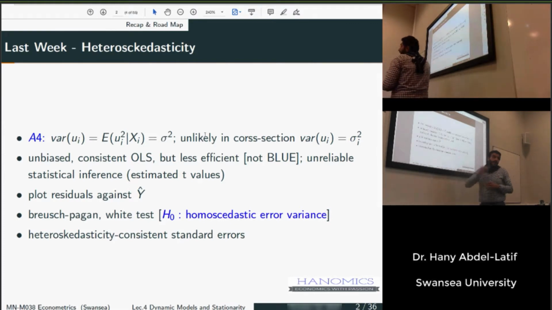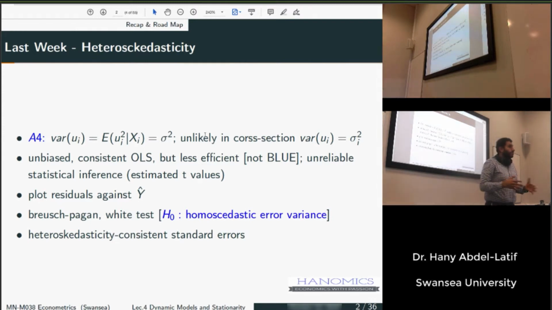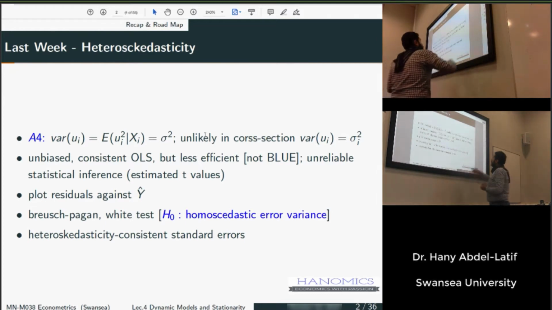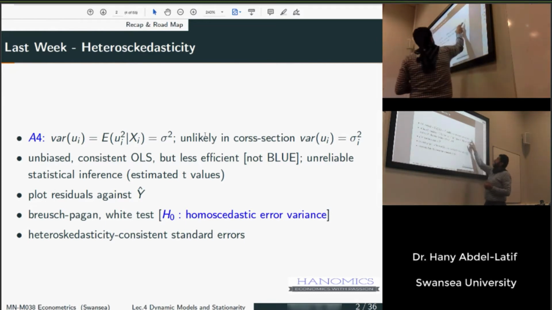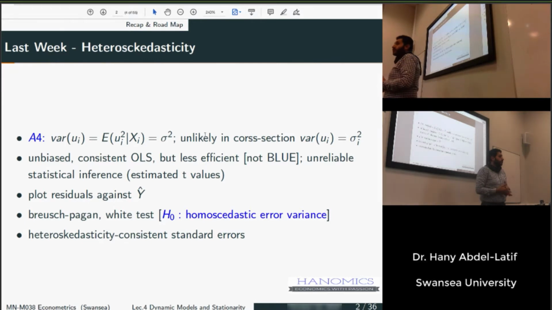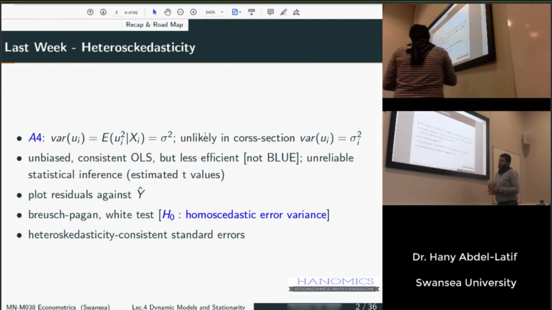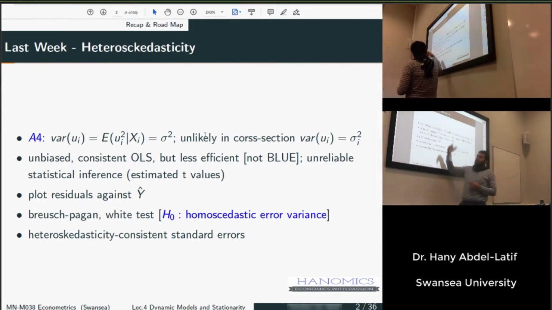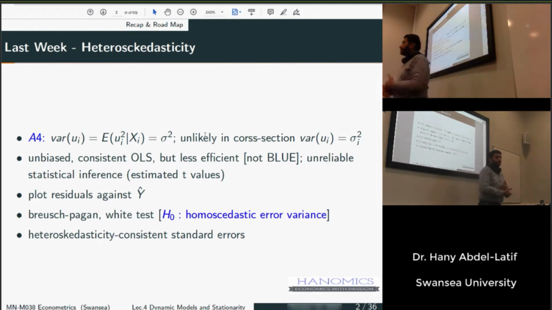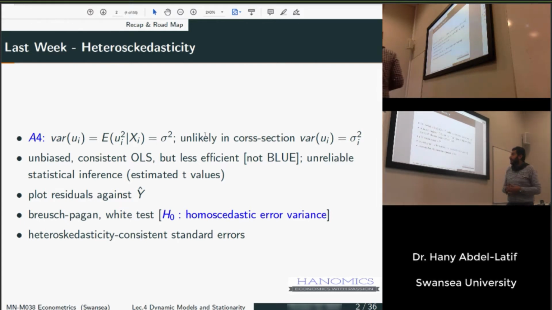But this is unlikely the case with cross-section data, and we explained why, but in all cases you need to test for that formally. In cross-section data, usually the variance depends on i, so that means it's not constant. Then we explained that with OLS estimation, OLS remains unbiased and consistent, which are desirable properties that we want for our estimator, but less efficient, so it's no longer BLUE. It's not the best anymore, and that is the problem.